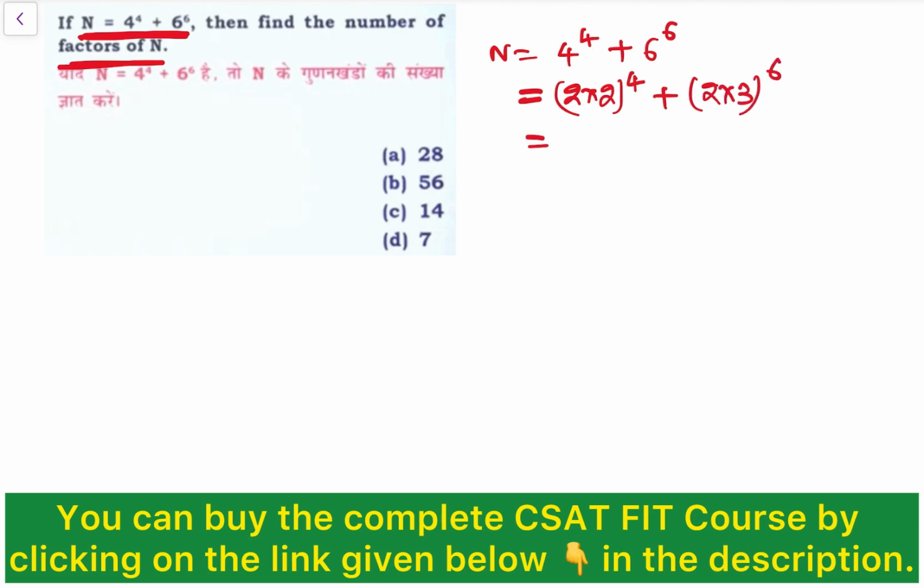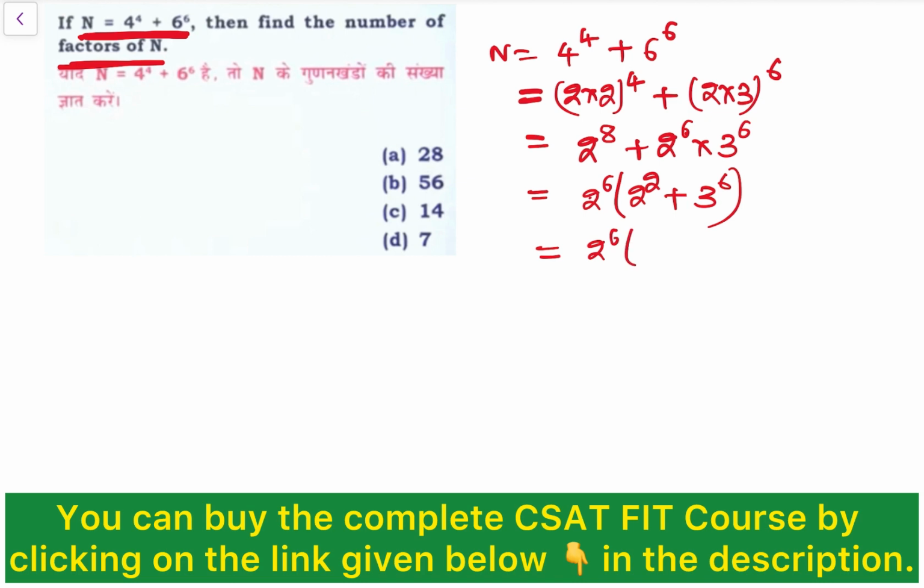So that is 2 into 2 is 2 square. 2 square to the power 4 is 2 to the power 8 plus 2 to the power 6 into 3 to the power 6. ठीक है, so now we can take 2 to the power 6 common. 2 to the power 6, so इधर से 2 square बचेगा plus 2 to the power 6 पूरा बाहर आ गया, so 3 to the power 6 बचेगा. ठीक है, so that is 2 to the power 6 into 2 to the power 2 is 4 plus 3 to the power 6.